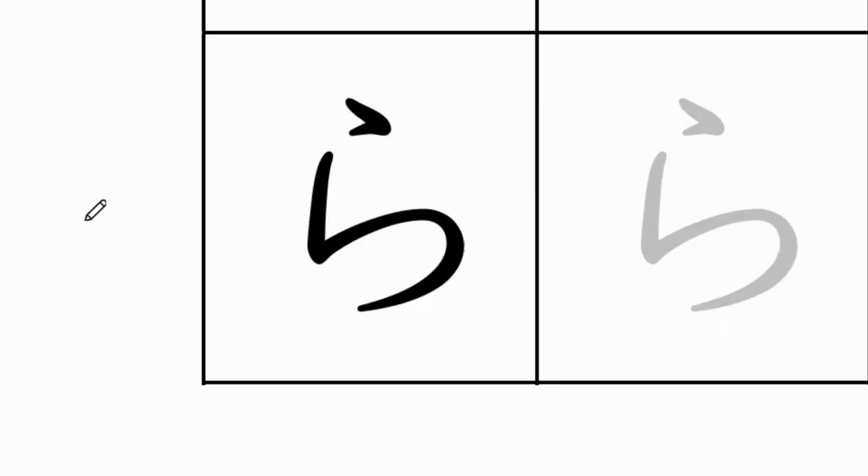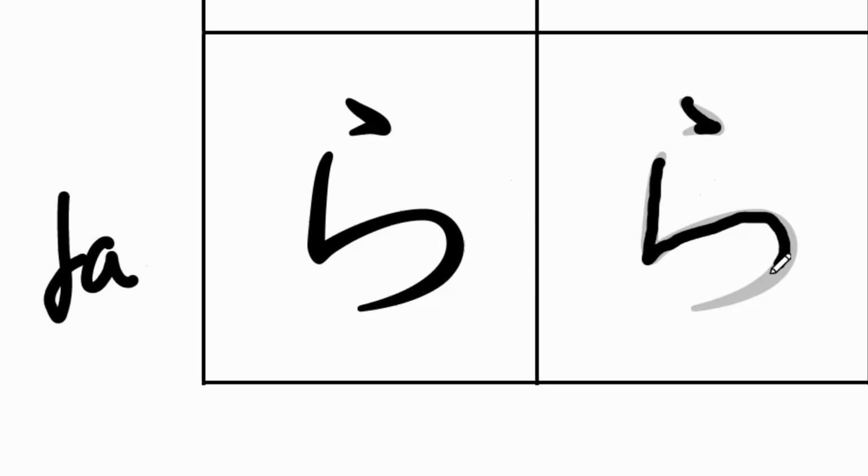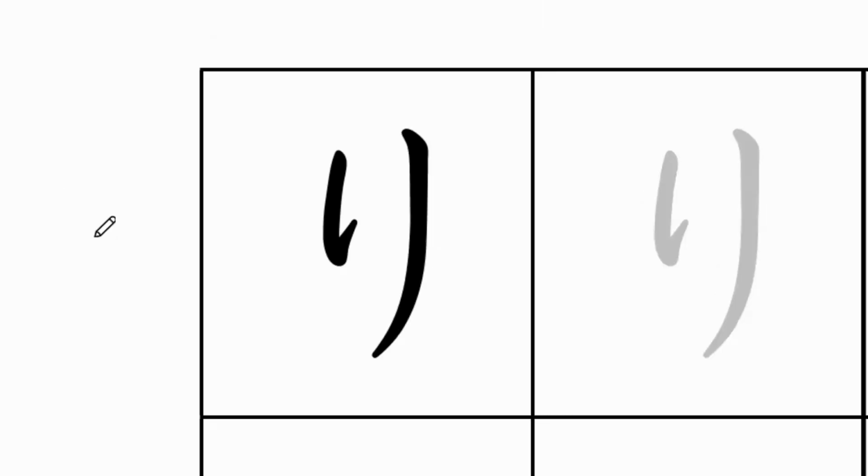The first character of the R row is Ra. This is Ra. So this character has got just two strokes. The first stroke is like this, and the second stroke is like this. This is Ra.